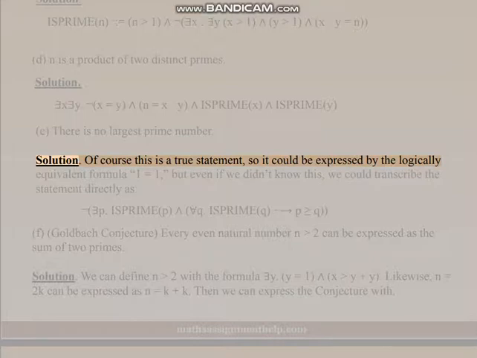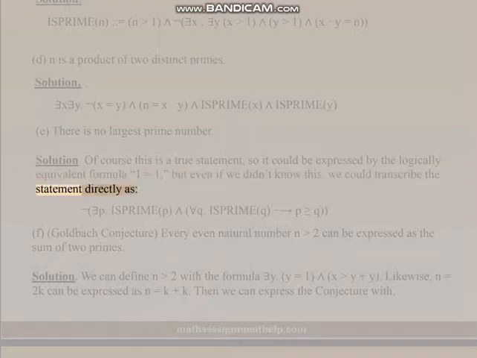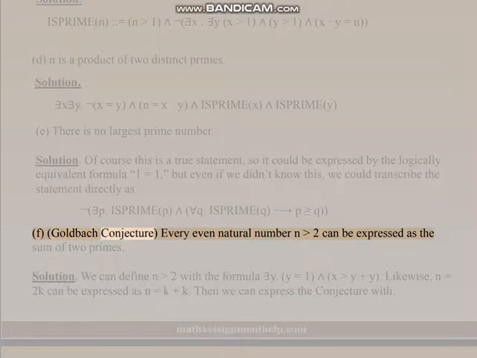Solution. Of course, this is a true statement, so it could be expressed by the logically equivalent formula 1 is equal to 1, but even if we didn't know this, we could transcribe the statement directly as, not there exists p, is-prime(p), and, for all q, is-prime(q) implies p greater than or equal to q. (f) Goldbach conjecture: every even natural number n greater than 2 can be expressed as the sum of two primes.